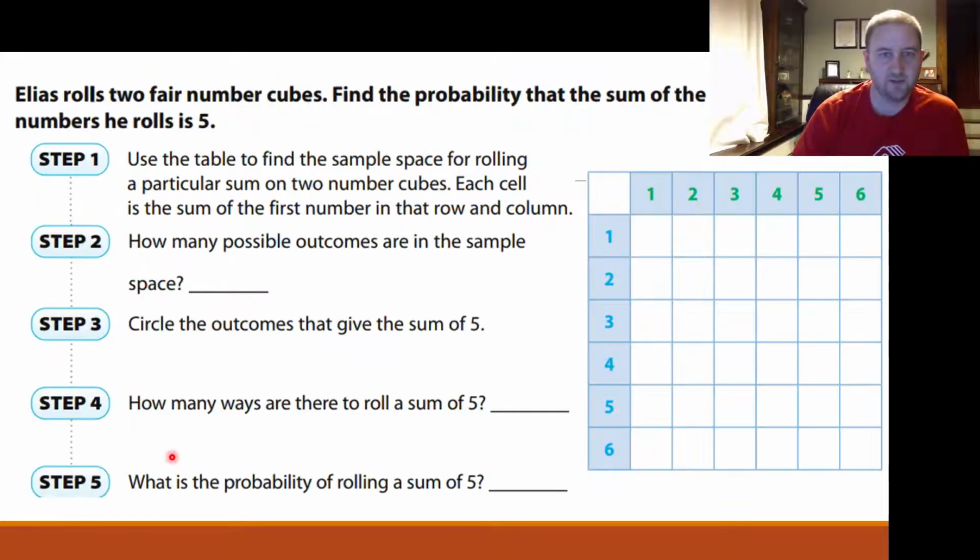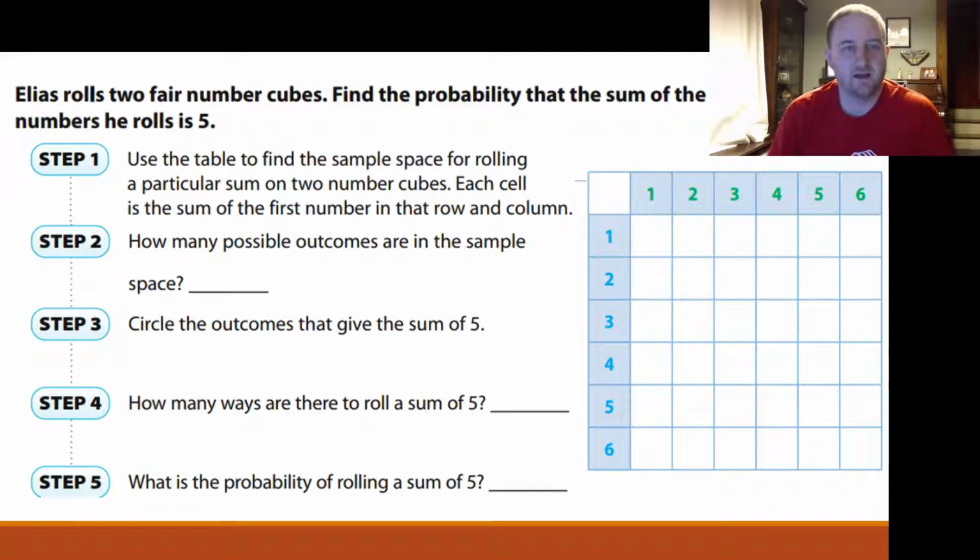So if we look here, we've got this table. We're going to fill this out. He's rolling 2 dice. It says use the table to find the sample space for rolling a particular sum on 2 number cubes. So let's say he rolls a 1 and a 1. A 1 on his first die. This is the first die. Let's say this is the second die. So let's say he rolls a 1 and a 1. The sum of that is 2.